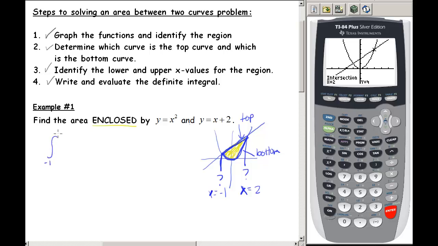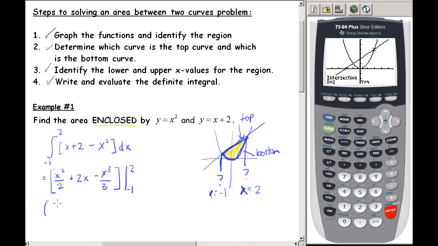We're going to go from -1 up to 2. Our top curve is the line, it's x plus 2. And then we're going to subtract off our bottom curve, that's x squared dx. We're going to do our antiderivative. We're going to have x squared over 2 plus 2x minus x cubed over 3. We're going to go from -1 up to 2.